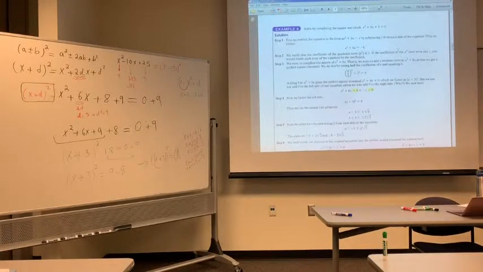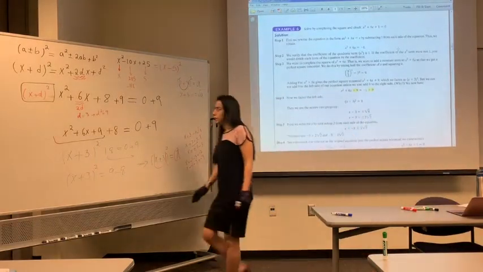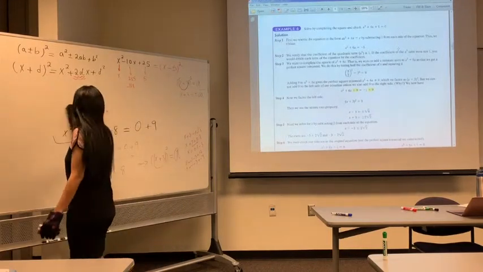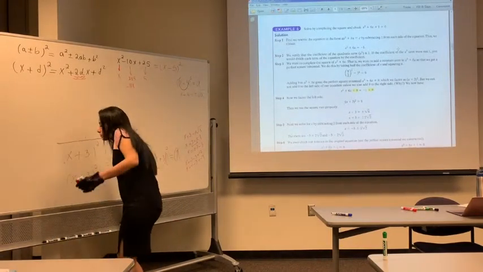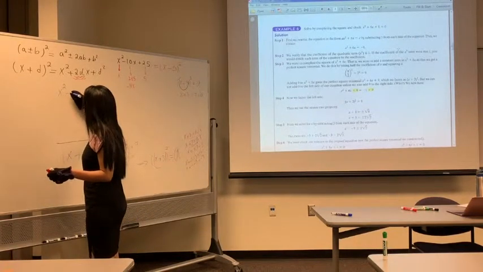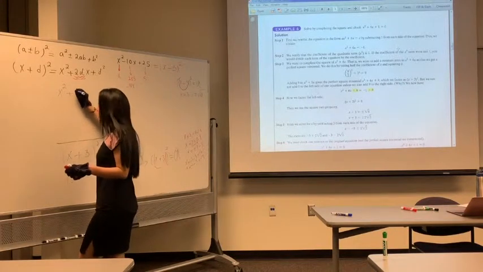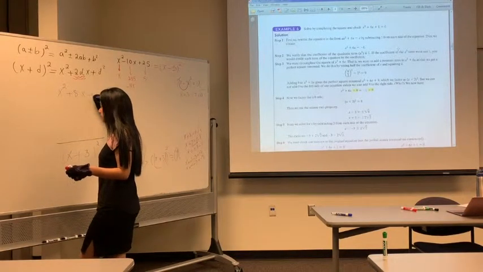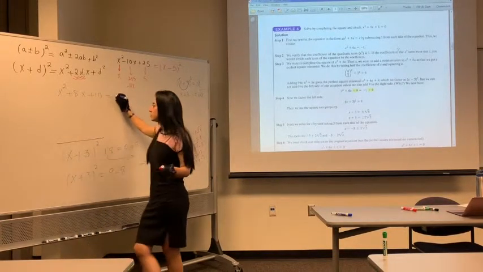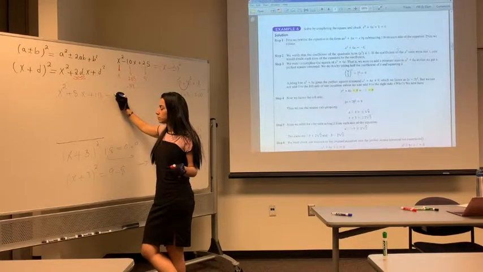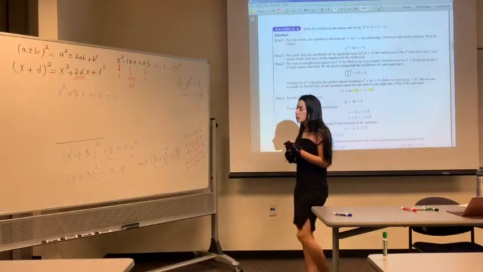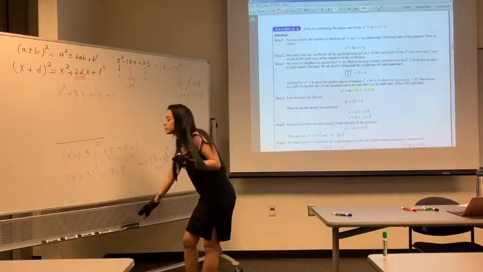I should make up my own example. Let's say we have x squared plus 8x plus 10 equal to 0. I want to solve this using the method completing a square.